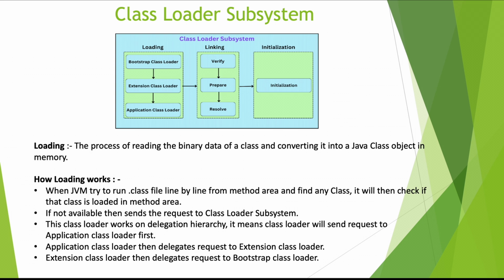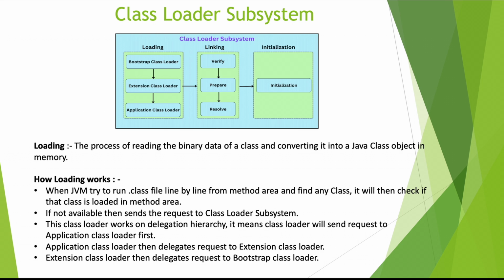When the JVM tries to run our class file line by line from the method area and finds any class, it will check whether that class is loaded in the method area or not. What does that mean? Consider we have one class and it is dependent on some other class, like we are creating an object of some other class in our class. So the JVM will check if that class is present in the method area or not. If that class is not present in the method area, then the JVM will send a request to the class loader subsystem.